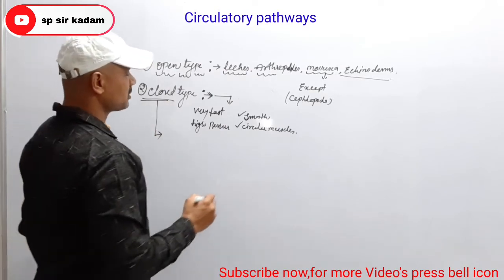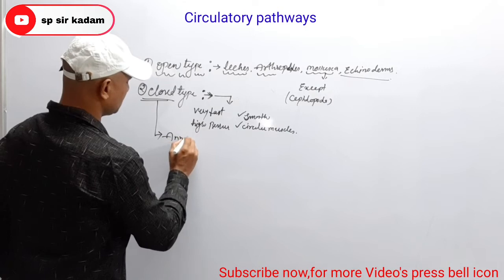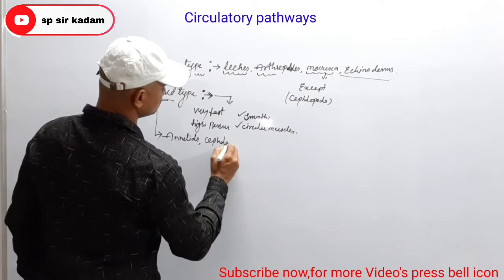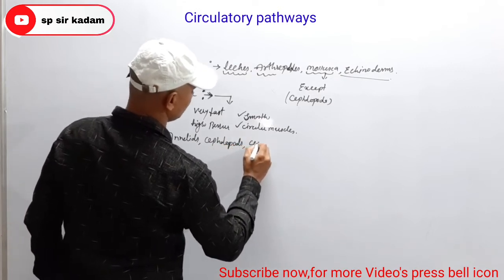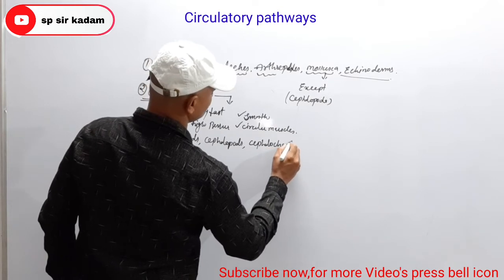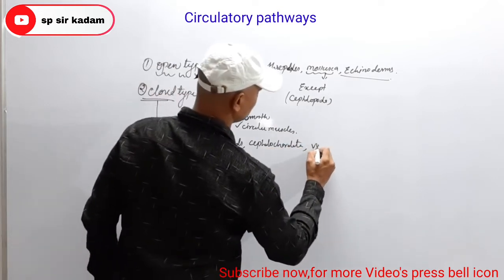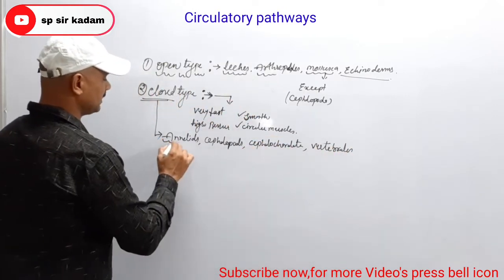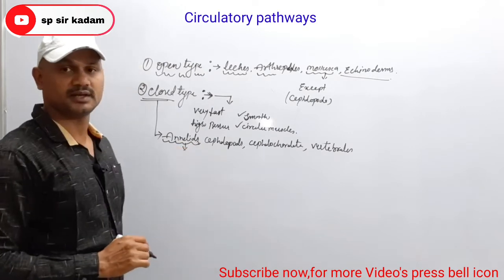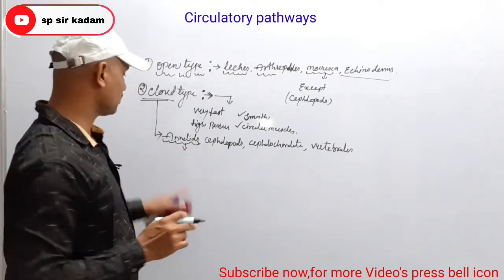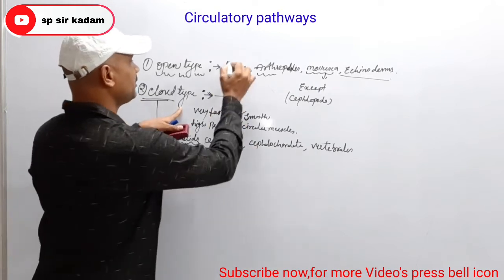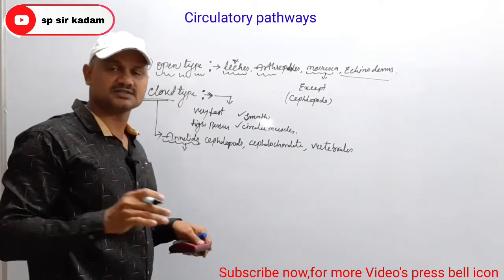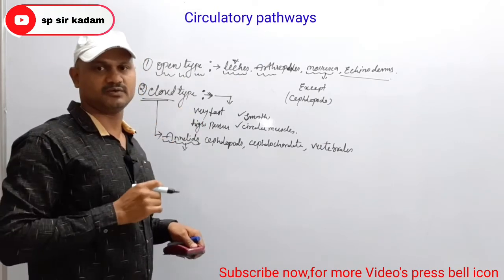What are the examples for closed type of circulation? Annelids, cephalopods, then cephalochordata, and vertebrates. Annelids means here Polychaeta and Oligochaeta. In Polychaeta and Oligochaeta class animals, circulation is which type? Closed type. But in Hirudinaria class animals, leeches, that is open type of circulation. It means in annelids both open type and closed type of circulation.